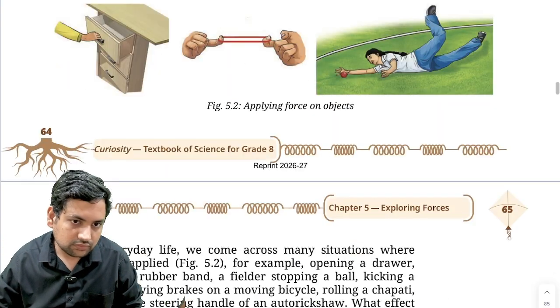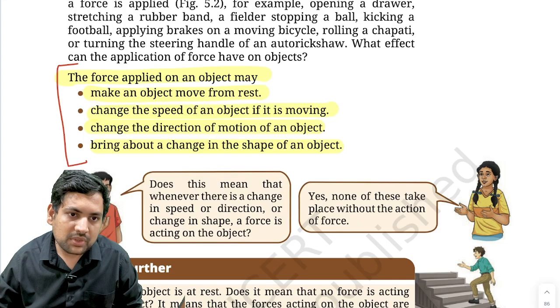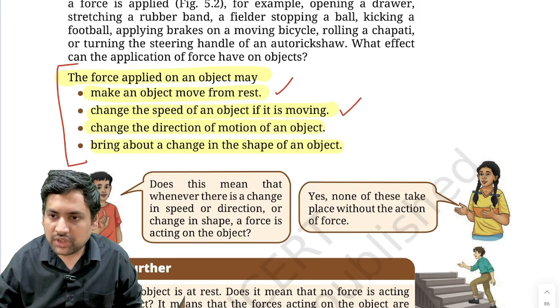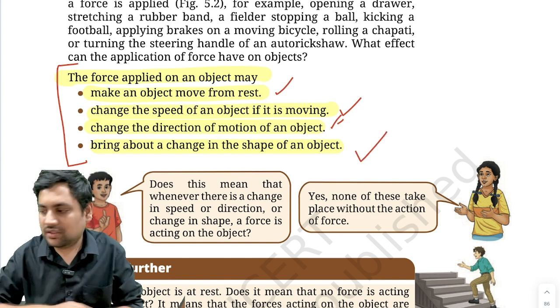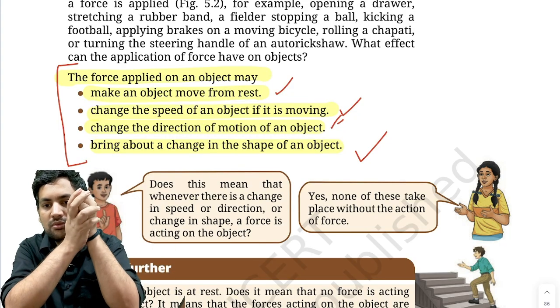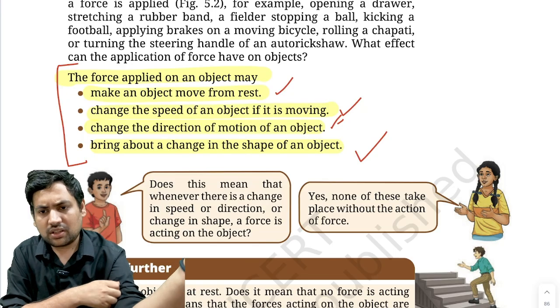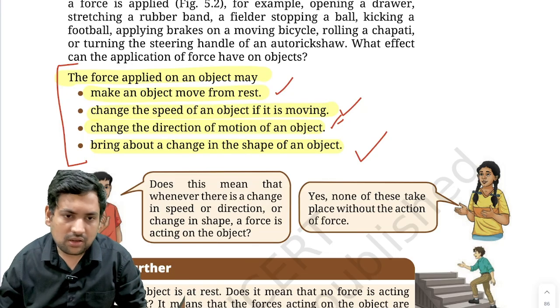The force applied on an object may make an object move from rest, may change the speed of the object if it is moving, change the direction of motion of the object, or bring about a change in the shape of the object. For example, I can take this piece of paper and I can fold it like this. How can I fold it? By applying pressure. So I'm changing the shape of the object.